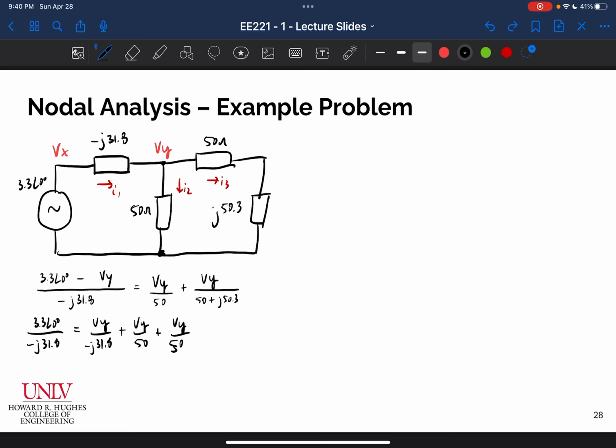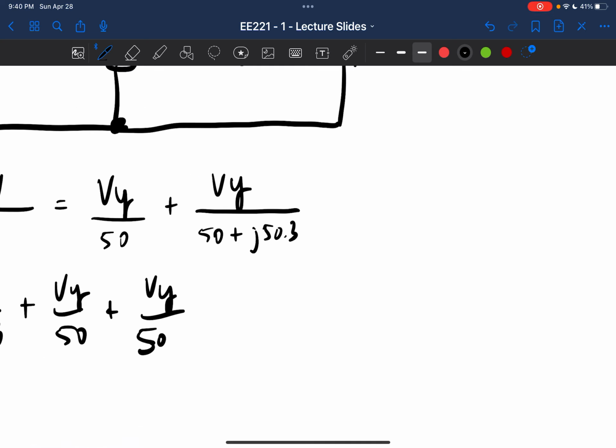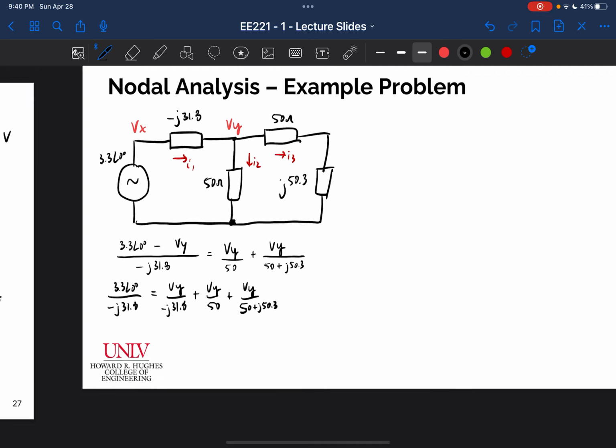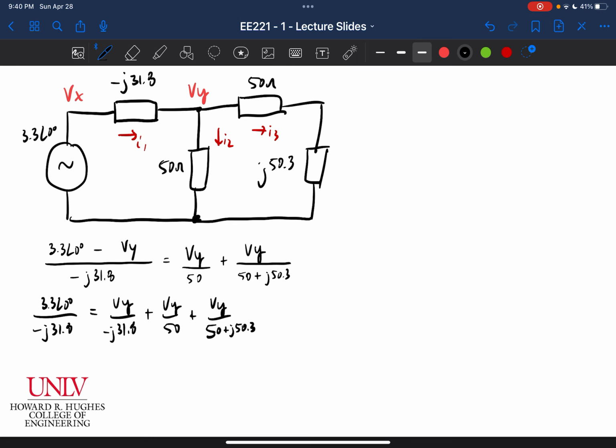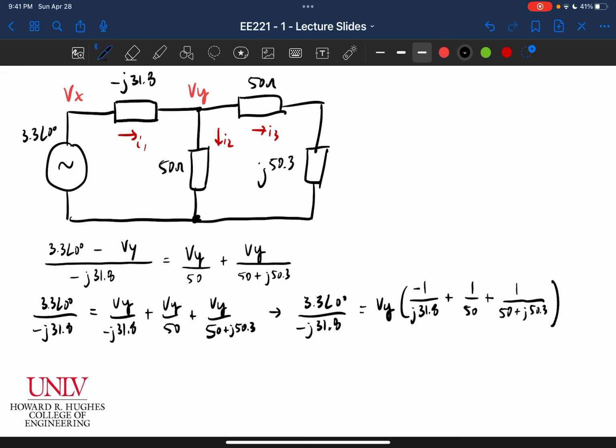I'm writing so sloppy here. 50 plus j50.3. So clearly I can factor a Vy out of all of these terms here. And I should get something like 3.3 angle 0 divided by minus j31.8 equals Vy, which is what I'm trying to find, multiplied by 1 over j31.8, that's going to be minus, plus 1 over 50, plus 1 over 50 plus j50.3.